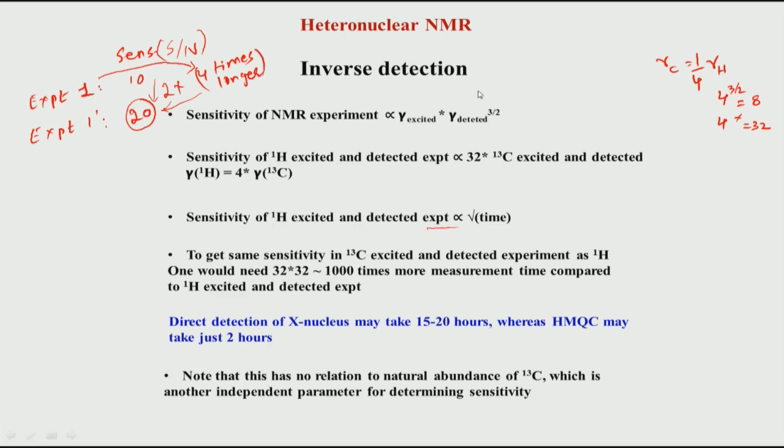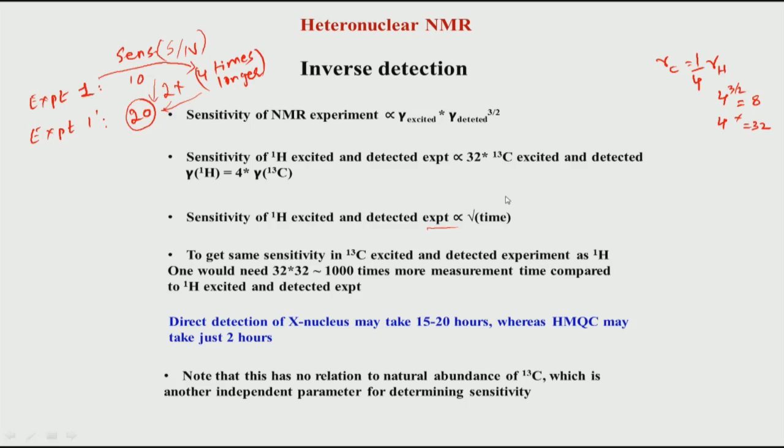That means I am improving the sensitivity only by looking at the gamma values. I am not taking care of the sensitivity which comes from the abundance. So, the abundance problem will still remain because carbon 13 is less abundant, but at least I have taken care of it by using the proton. This inverse detection takes care of only the gamma portion, that is improving sensitivity by exploiting the higher gyromagnetic ratio of proton.